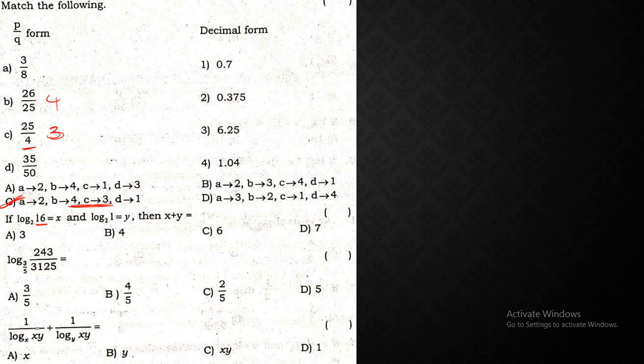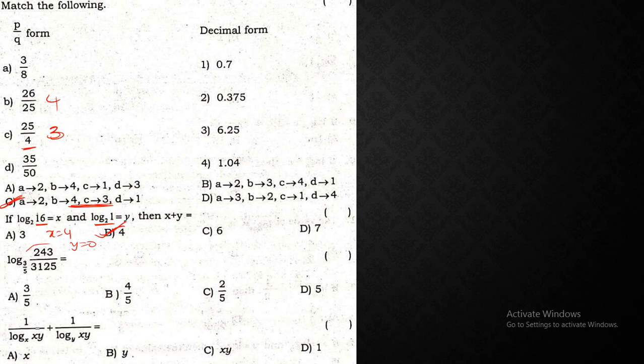So option C. So most of the problems we can do in this way, right? Next, 16. So 16 I can write as 2 power 4. So 4 will be coming here. So from this x is equal to 4. Next, log 1 to any base is 0. So y value is 0. So when I add these two, I am going to get the answer as 4.